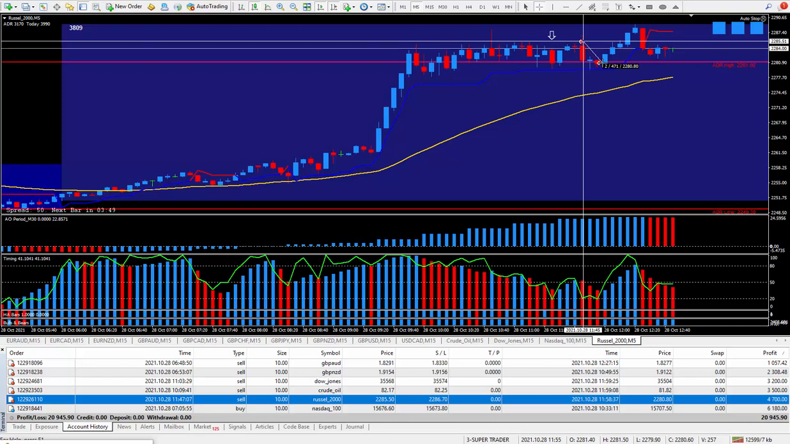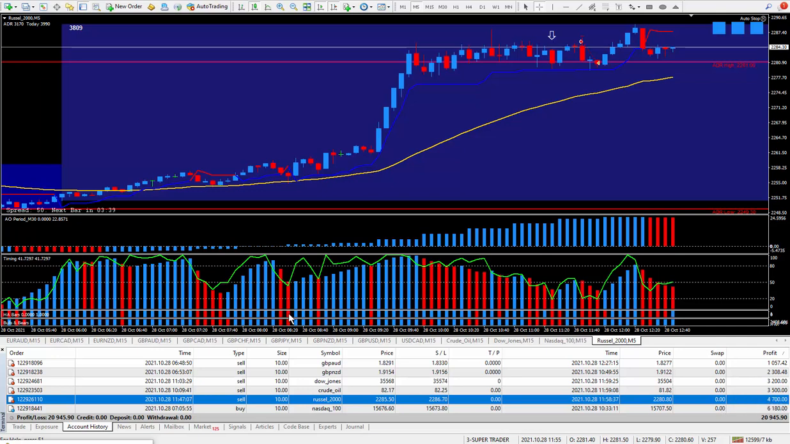Looks like 47 pips. Keep in mind, each pip on the Russell is 10 bucks. So 47 times 10 and times the number of lots paid out $4,700. Remember, you don't need a lot of pips and you can make a lot of money. Keep that in mind.